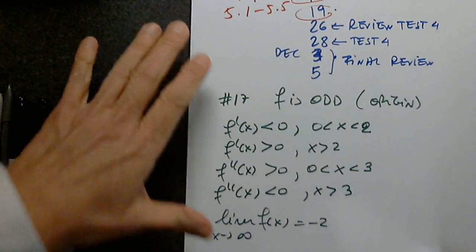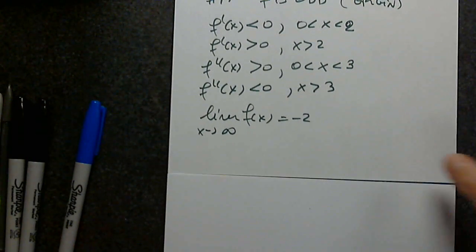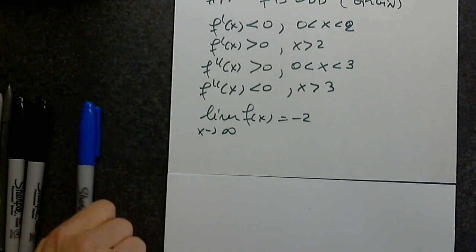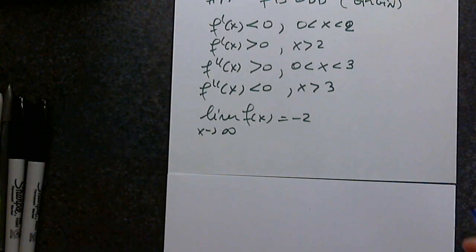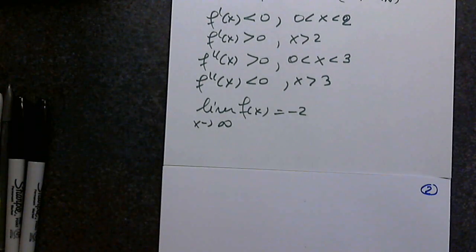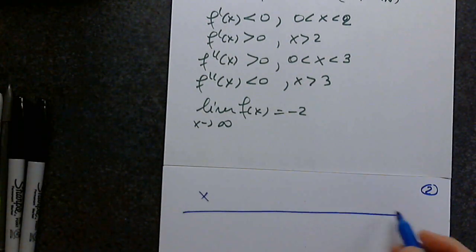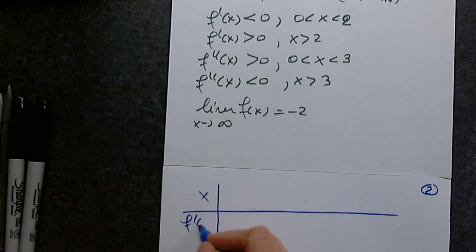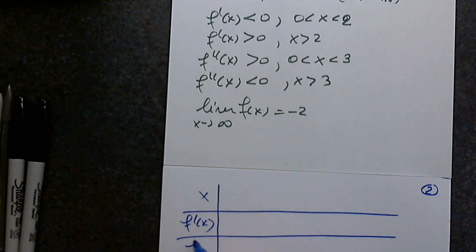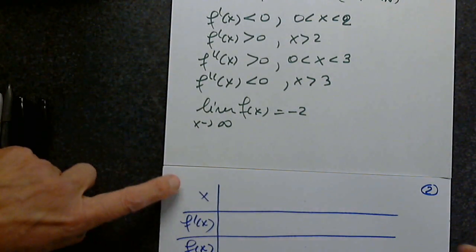I highly recommend what? A chart. Yes, because it's easier if you summarize all the information in one spot. It's easier to come up with an example, and there is more than one correct answer, as we know, in these situations. f prime, f of x, f double prime, and let's see what we have.